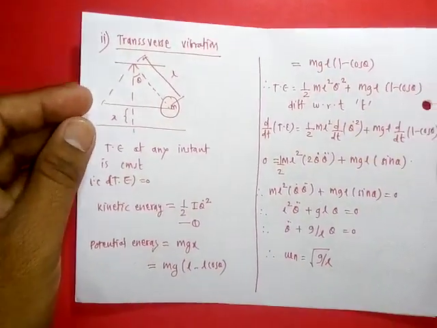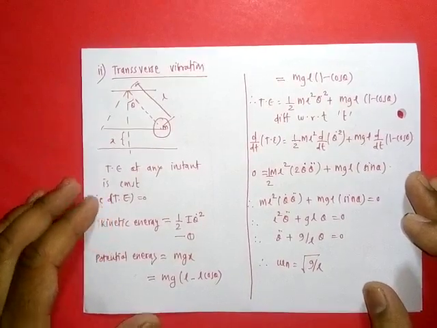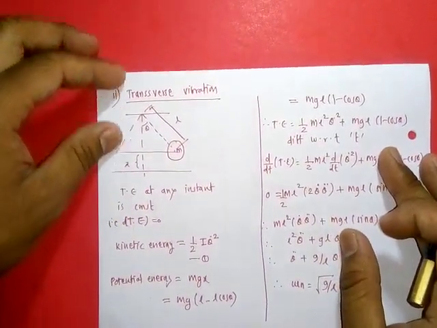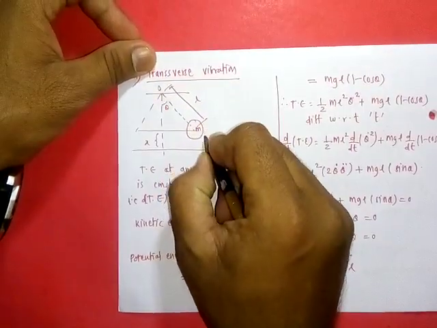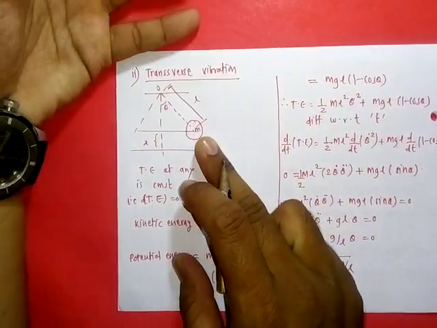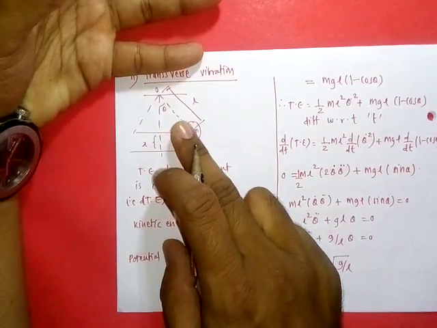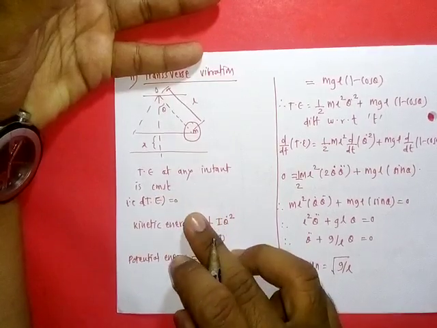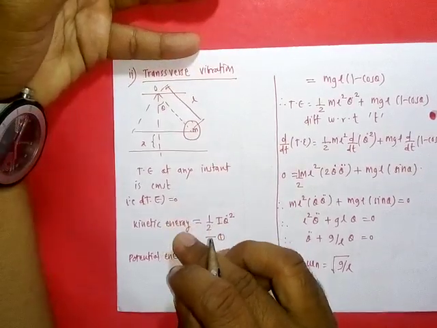Now consider energy method for transverse vibrations. Again consider the classical example of a pendulum having length L, attached to mass m at the end. Let us consider at any angular deformation theta, total energy is constant. So derivative of total energy is equal to 0 with respect to time.